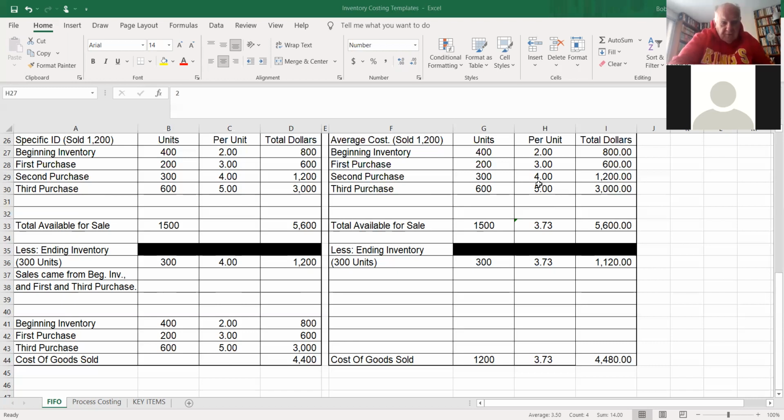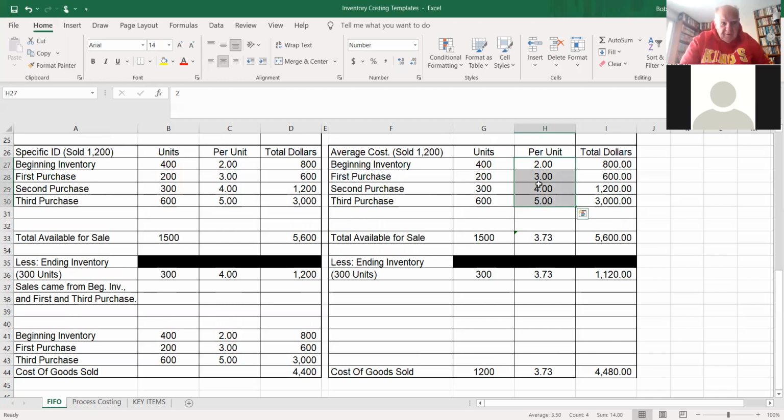And then specific ID. We just talked about that a little bit in Wiley. Specific ID. I'm telling you here, 300 unit sales came from the beginning inventory and first and third purchases. So we got 400, got 300 coming. I guess I didn't finish this one here. Ending inventory. Yeah, we had 300 in the, I'm telling you, the sales came from the beginning inventory and the first and third purchase. So that leaves us a 300 unit balance at $4 a piece. So hopefully that helps a little bit looking at it.